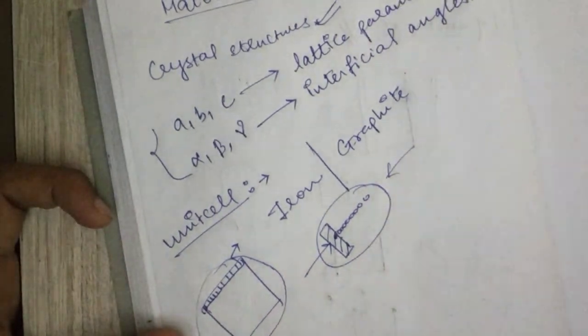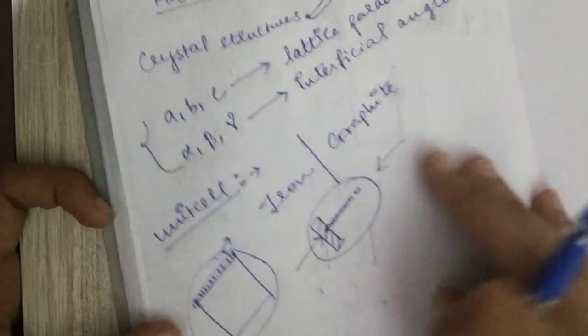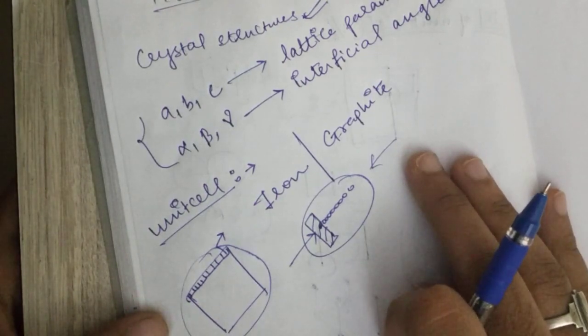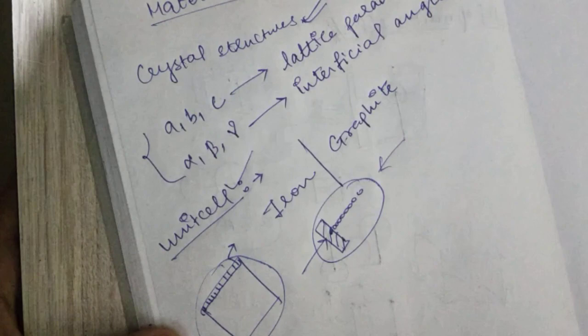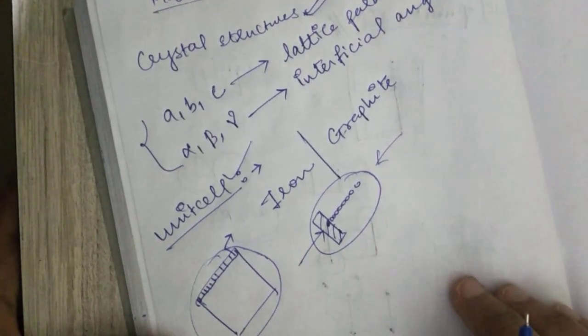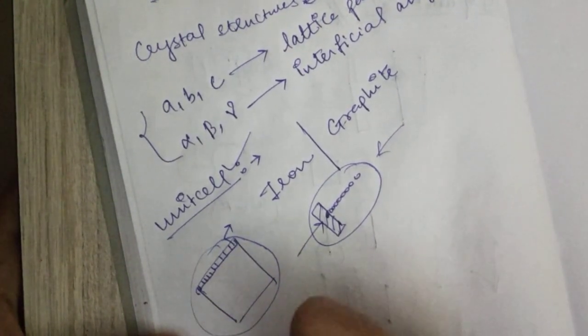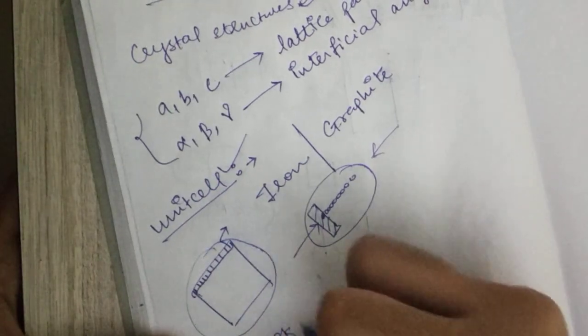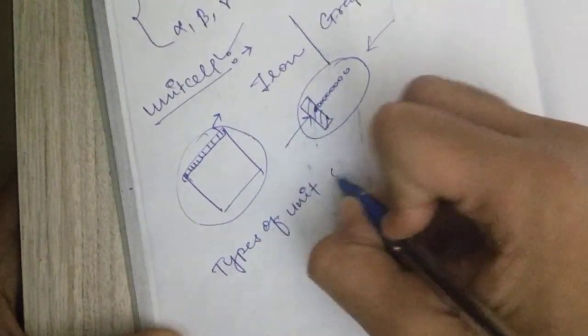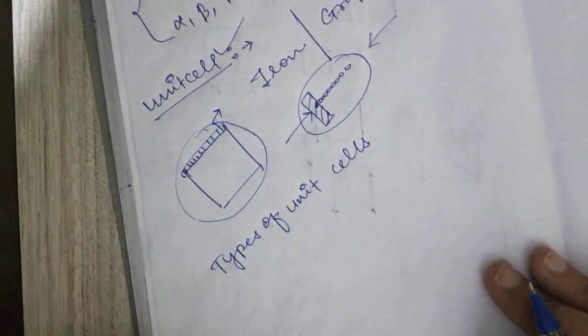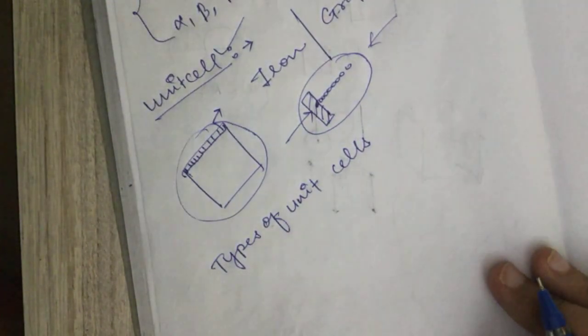Okay, welcome back again. Coming to the Bravais lattice systems, that means types of unit cells. We studied the unit cell in the previous lecture, and now we are going to study the types of unit cells.